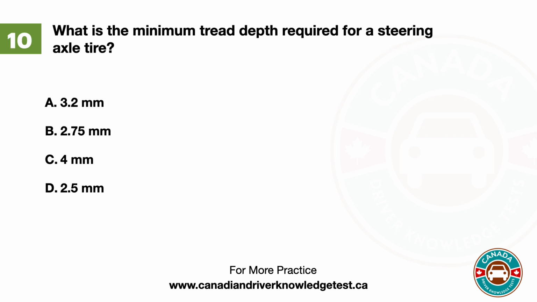Question 10. What is the minimum tread depth required for a steering axle tire? A. 3.2 millimeters. B. 2.75 millimeters. C. 4 millimeters. D. 2.5 millimeters. The answer is A. 3.2 millimeters.